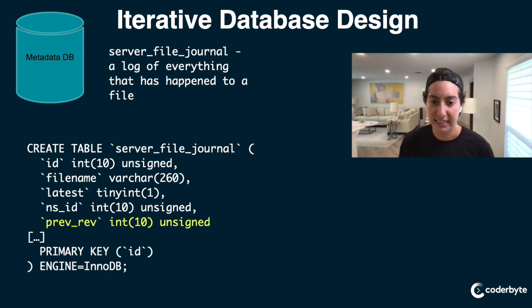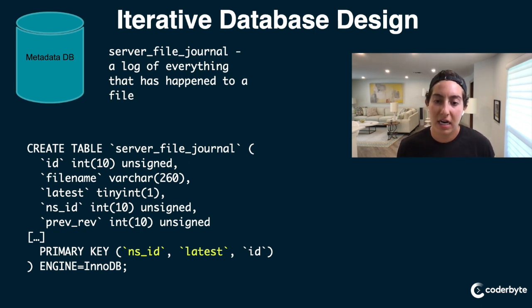So that was the first thing they did. The next iteration that they did is, instead of just using the ID as a primary key, they changed the ID to a composite primary key, which is using more than one field for the ID. And what did they choose? They chose the NSID and latest and ID. So now the primary key is these three fields.